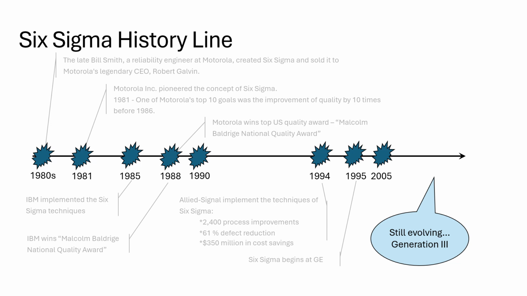Let's move on to 1994. Allied Signal implement the techniques of Six Sigma. There was 2,400 process improvements, 61% defect reduction, 350 million in cost savings. 1995, Six Sigma begins at GE, and it's still evolving, generation 3.